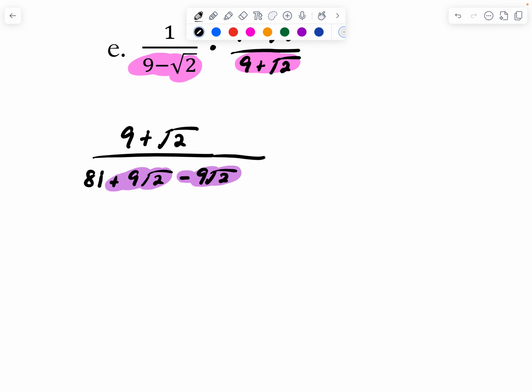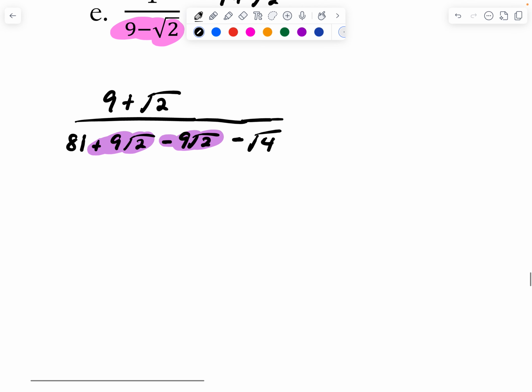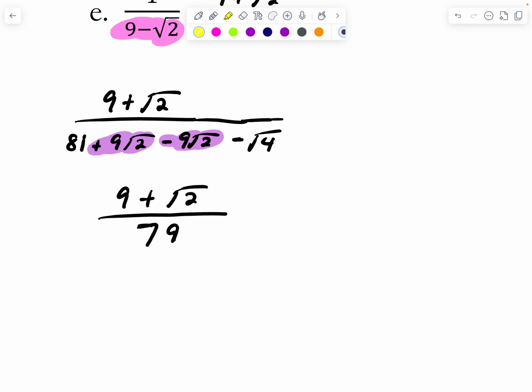That's the whole point. And then I get minus the square root of 2 times the square root of 2, which is the square root of 4, which is really just 2. So I get 9 plus root 2 over 81 minus the square root of 4. Well, I know the square root of 4 is 2, so that would become 79. Don't forget to check if this 9 and the number in front of the radical and the denominator can all be reduced by the same number. You should divide them out by that number. Okay, now in this case I can't, so I'm done.